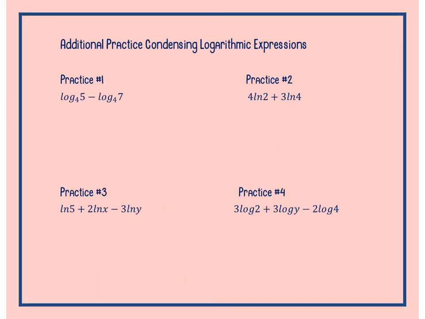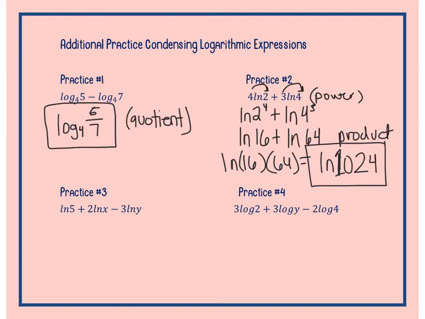And here are 4 questions to practice condensing. Go ahead and try number 1 and 2 on your own. Pause this video. Okay, number 1, pretty easy. When I'm subtracting, I'm really dividing. Practice 2, you probably thought you did something wrong, because I don't know what I was thinking, but apparently this is natural log of 1024. Okay, I started with the power and then went to the product.